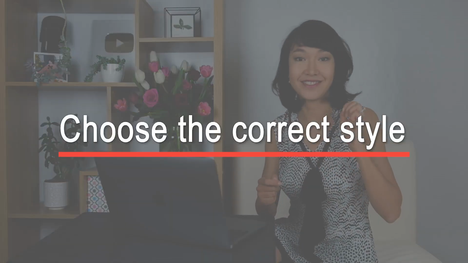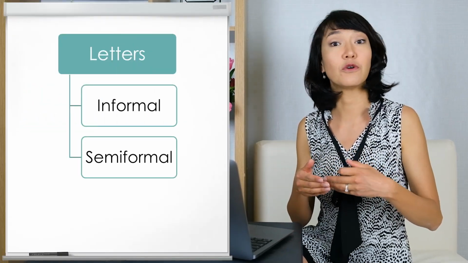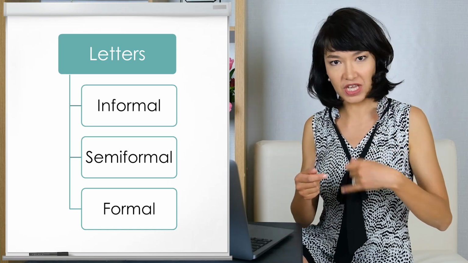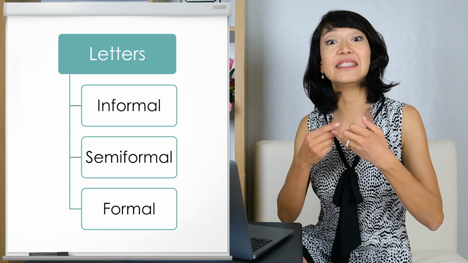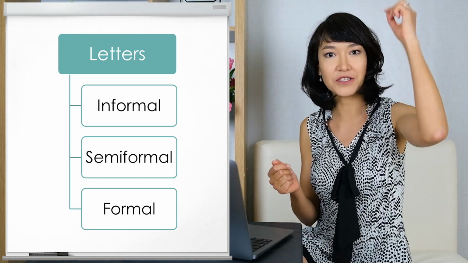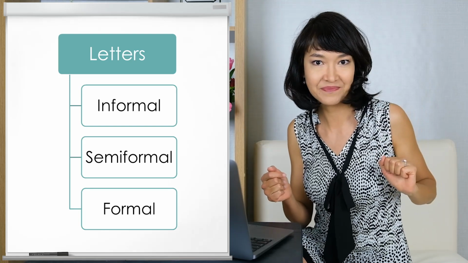And my first tip is choose the correct style. That is something that is extremely important in General Writing Task 1. And that's because you may need to write an informal, a semi-formal, or a formal letter. And your examiner will check if the style is appropriate and if it's consistent, if you have the same style throughout your letter from the first line until the last line.